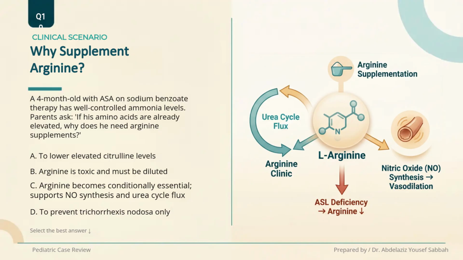Question 10. A 4-month-old with Argininosuccinic Aciduria on sodium benzoate therapy has well-controlled ammonia levels. The parents ask, if his amino acids are already elevated, why does he need arginine supplements? Option A, to lower elevated citrulline levels. Option B, arginine is toxic and must be diluted. Option C, arginine becomes conditionally essential and supports nitric oxide synthesis and urea cycle flux. Option D, to prevent trichorexis nodosa only. Select the best answer that explains the physiological rationale.